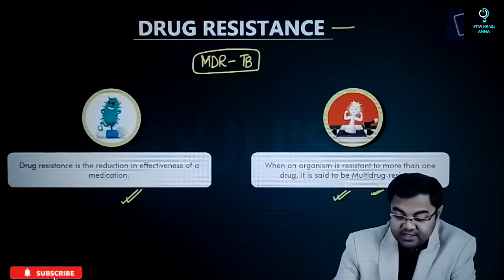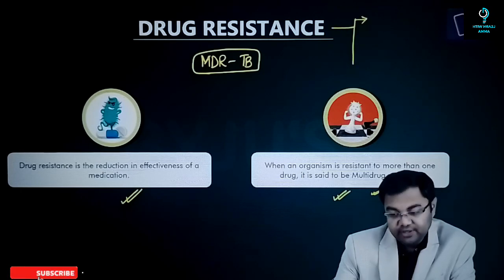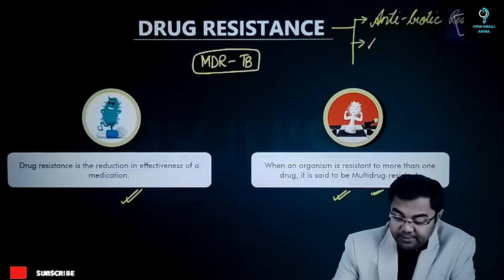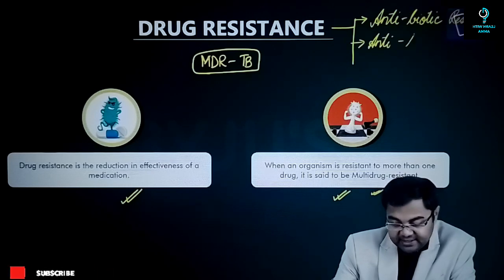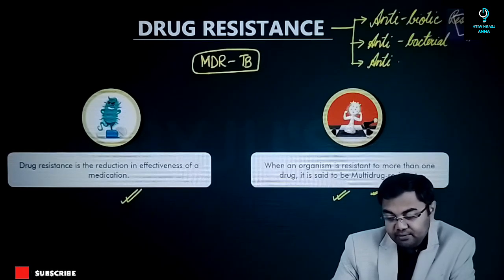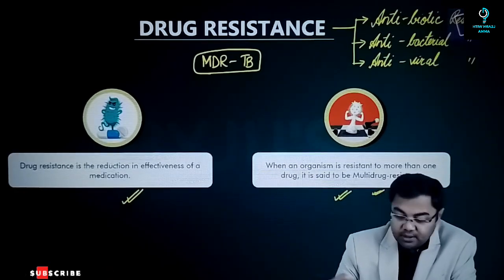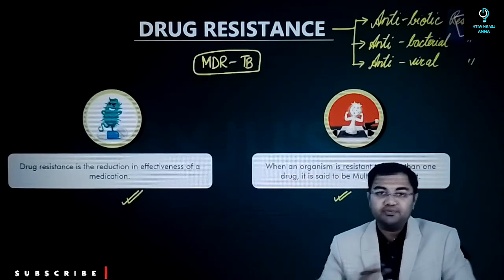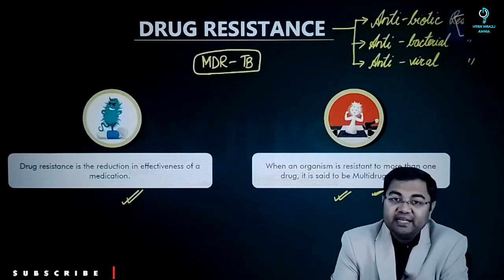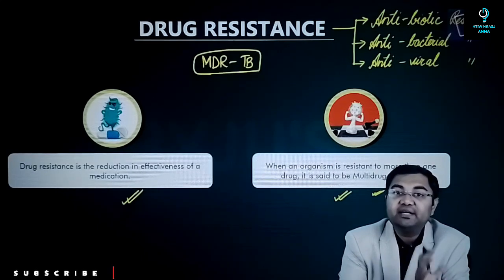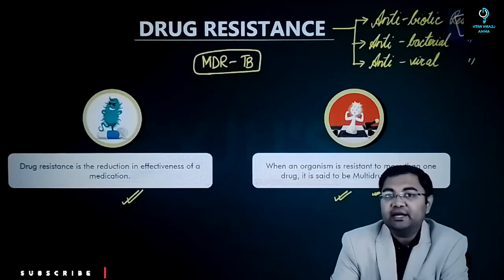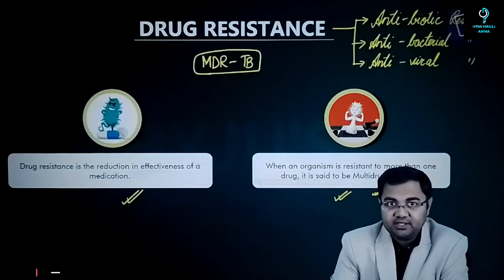Now, drug resistance could be of many forms. For example, it can be antibiotic resistance. It can be antibacterial resistance. It can be antiviral resistance. So there are multiple forms of drug resistance depending on what kind of medicine we are talking about, against which a resistance has been built in the pathogen. Depending on that, you can call it antiviral or antibacterial or antibiotic resistance as well.